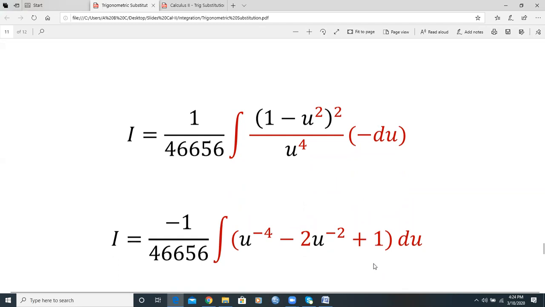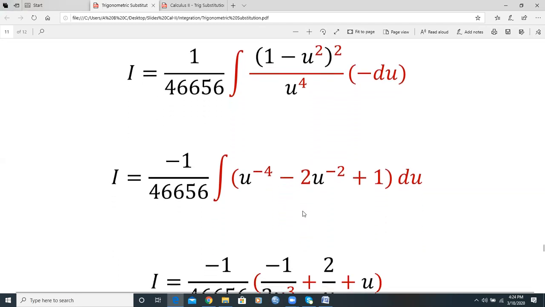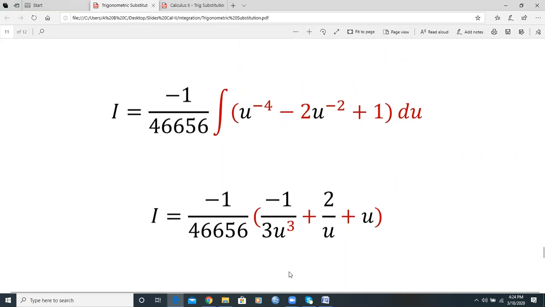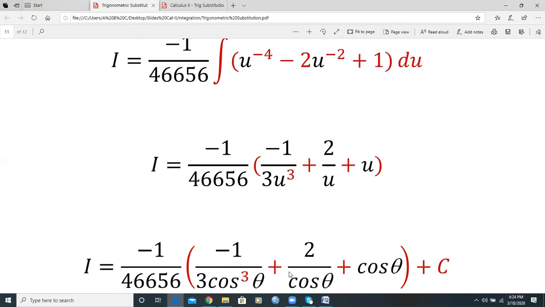Now this is an algebraic function. We know how to determine the integral of u to the power minus 5 minus 4, which becomes u to the power minus 3 divided by minus 3. So we have these integrals of polynomial functions. Finally, we will replace u with cos theta.